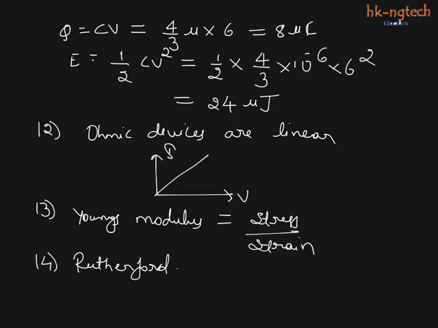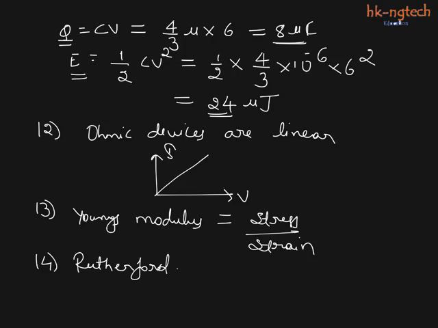Let's take the next. The charge flowing in the circuit, that is Q, is equal to C into V. So that will give you the value of 4 by 3 micro into 6, which is 8 microcoulomb as the charge flowing in the circuit. Similarly, if you want to find out the energy stored in the capacitor, energy stored is equal to half CV square. So half into the C value, we know 4 by 3, and V square is 6 to the power of 2. So obviously the answer must be 24 microjoules.